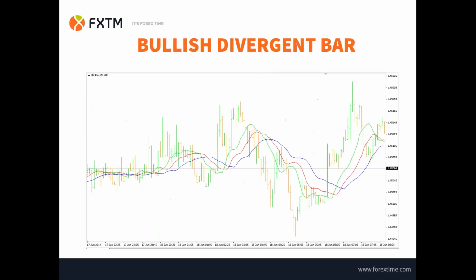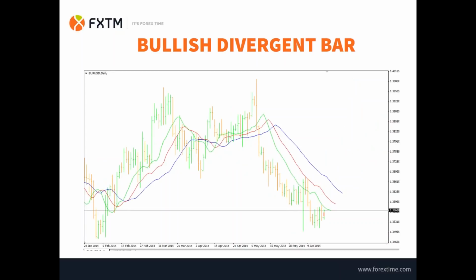Okay, very good. And a bullish divergent bar, as you see here, it's a beautiful bullish divergent bar. Lower low, don't forget this condition. This low is lower than the previous one, and the closing price is above the midpoint of the bar. Is it out of the mouth? Of course it's out of the mouth. So this is a valid bullish divergent bar. Let's take a look at another example.